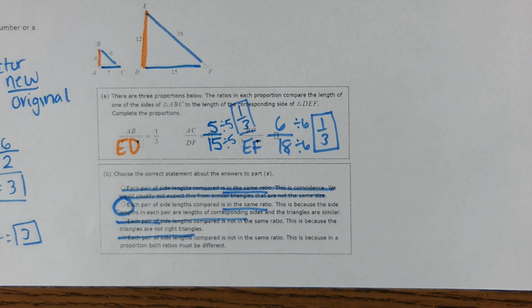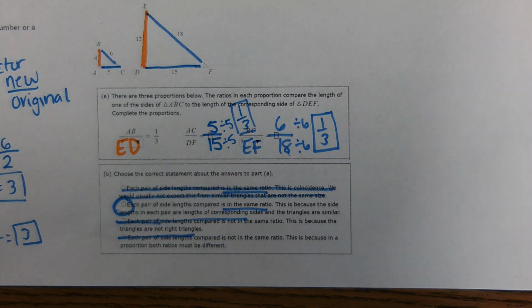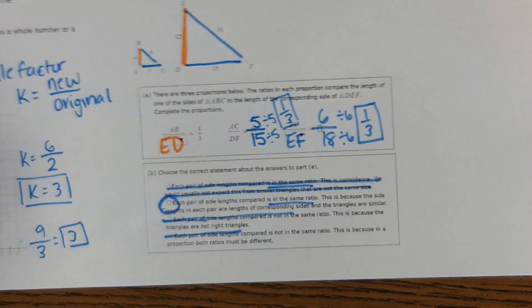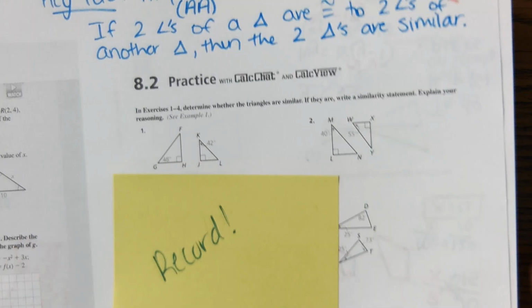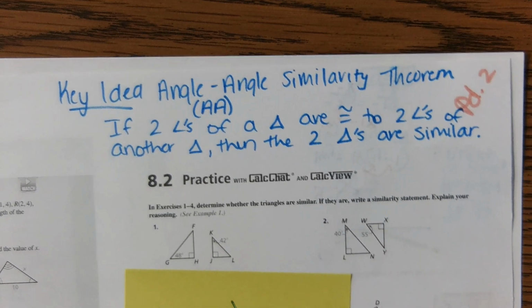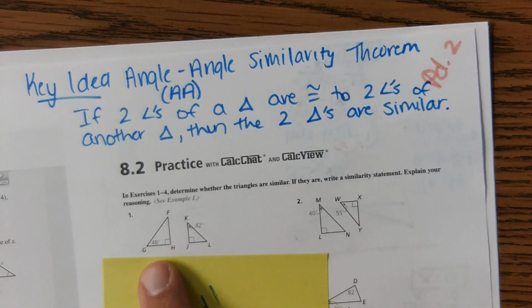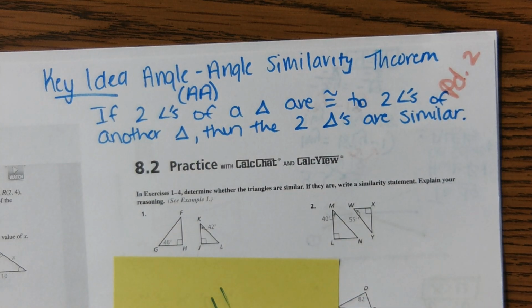Okay, so I want you to leave this out so I can give you credit for it. And while I go around and give you credit for it, I want you to set up today's notes with the key idea. So we're kind of switching over here. I want you to write this on the top of 8.2 practice, and then we'll start this in just a second.